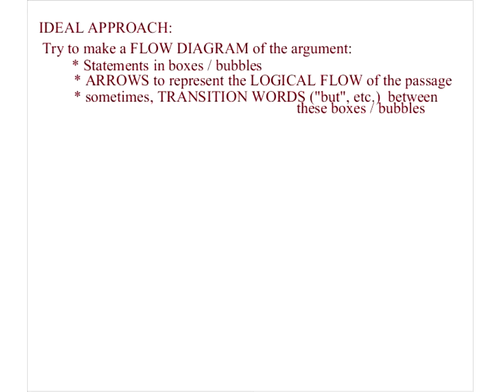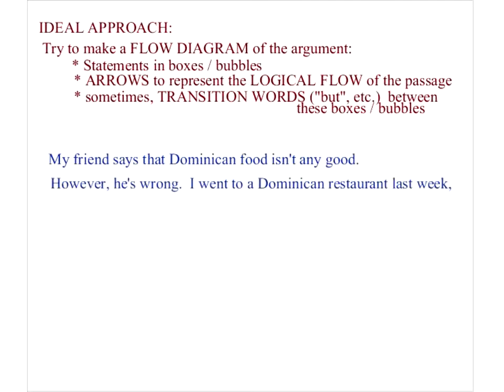So here's what we mean. Here's a very simple passage. If you say something like, my friend says that Dominican food isn't any good. However, he's wrong. I went to a Dominican restaurant last week, and it was great. All right, so this is a very simple passage, but this passage is meant for me to illustrate what I mean by a flow diagram.